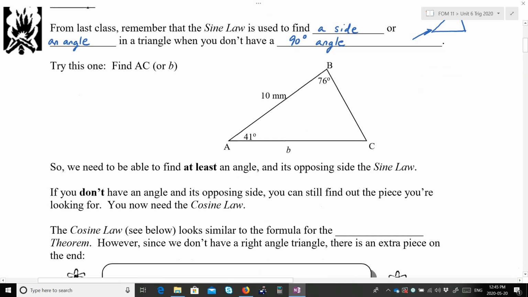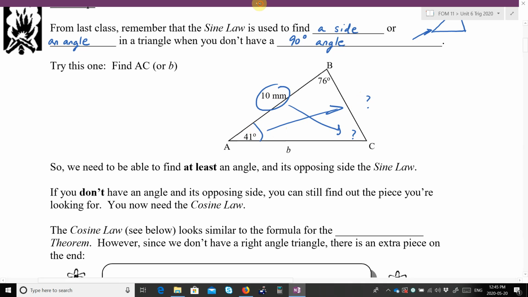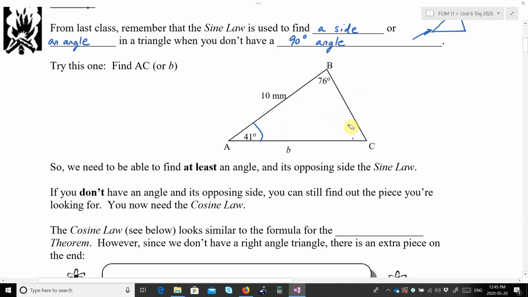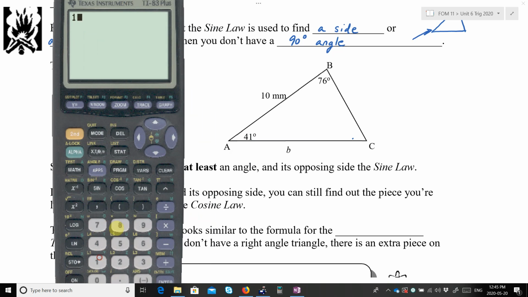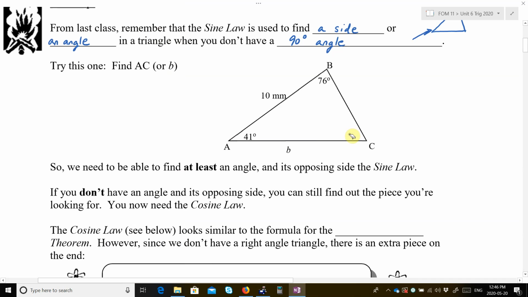And so it says try this one, find AC or B, so little b there. And we don't yet have an angle side relationship because we have this angle but we don't know this side. And we have this side but we don't know this angle. So we have to get a matching pair. And of course what you do is you have to figure out that third angle, angle C, and you go 180 minus 76 minus 41, and you get 63 degrees.